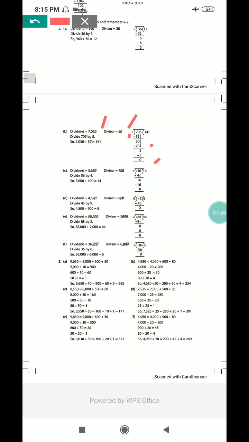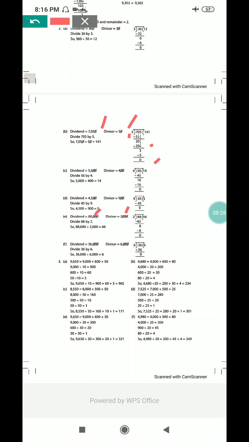Again we will do one more sum, sum number E. Sum number A as given, divisor equals 2000 and dividend equals 88,000. So 3 zeros are present over here and 3 zeros are present over here. So we will cut all the 3 zeros, and what is left is our divisor and dividend. So the divisor is 2 and the dividend is 88.